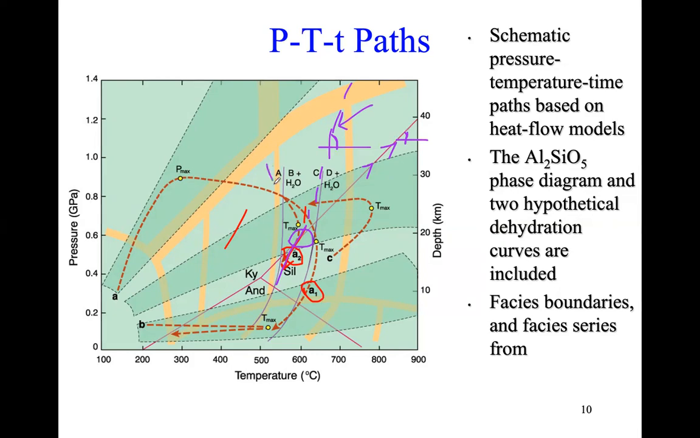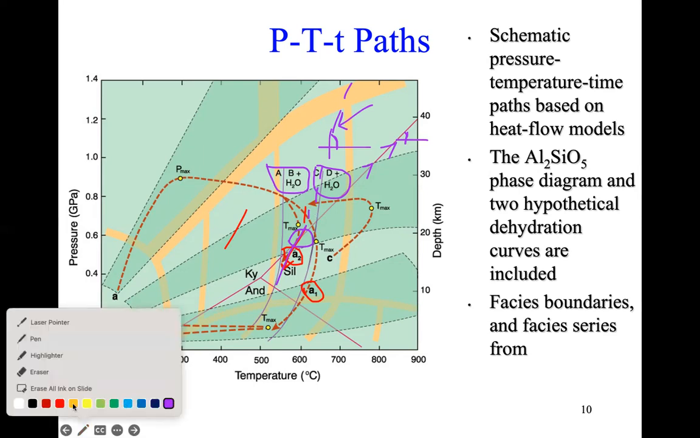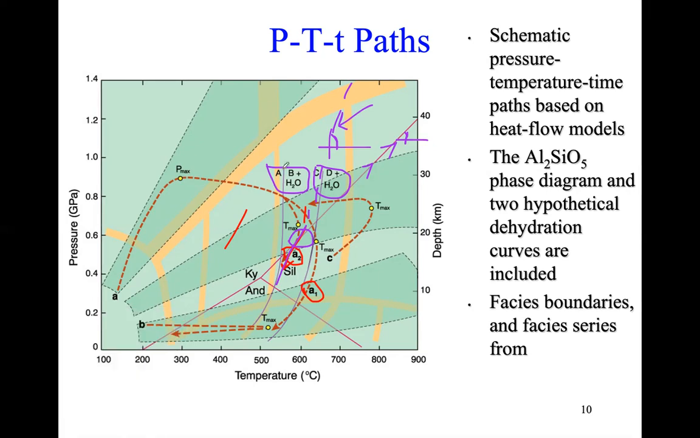So you can see here some dehydration reactions. Normally dehydration reactions are very steep, which means they need an increase in pressure and temperature to take place. So for example, you have a steep dehydration reaction like that. Here A converts into B plus water. That means the mineral A dehydrates, and for that you need this type of PT path to happen more readily.